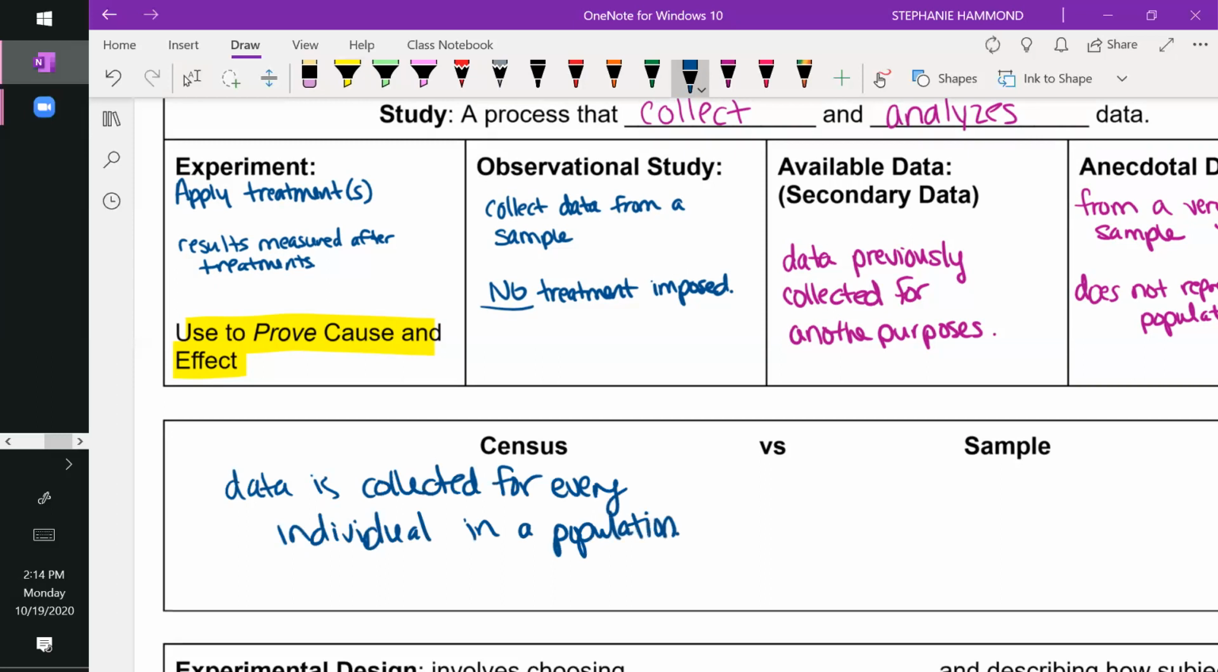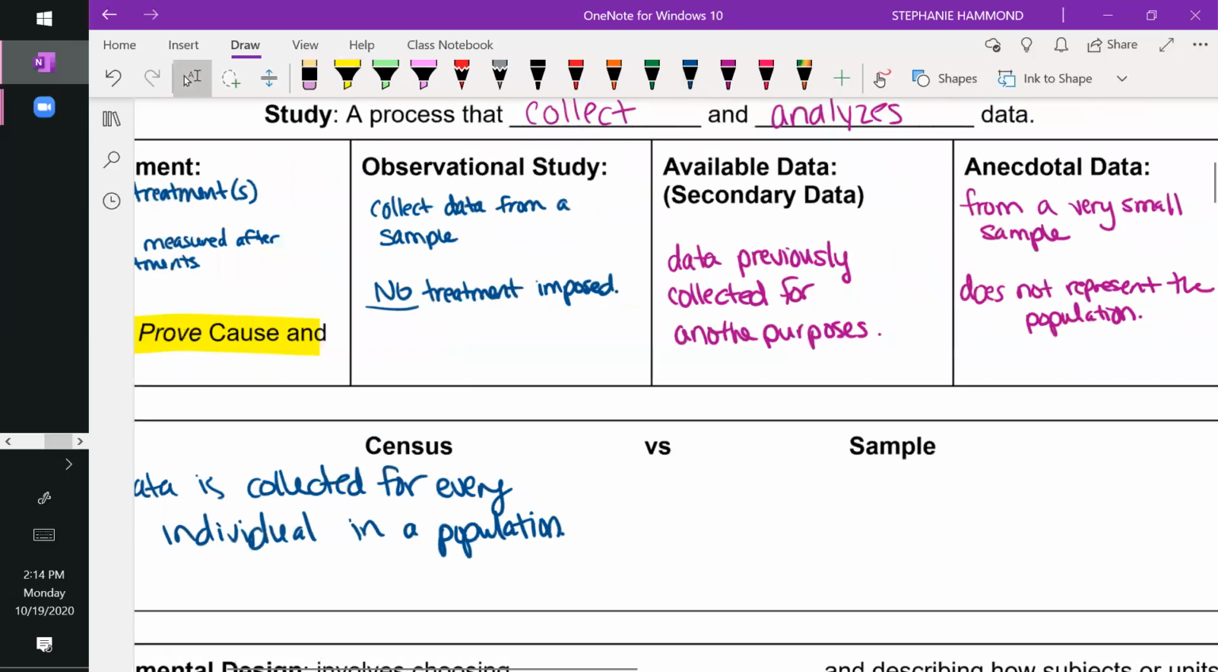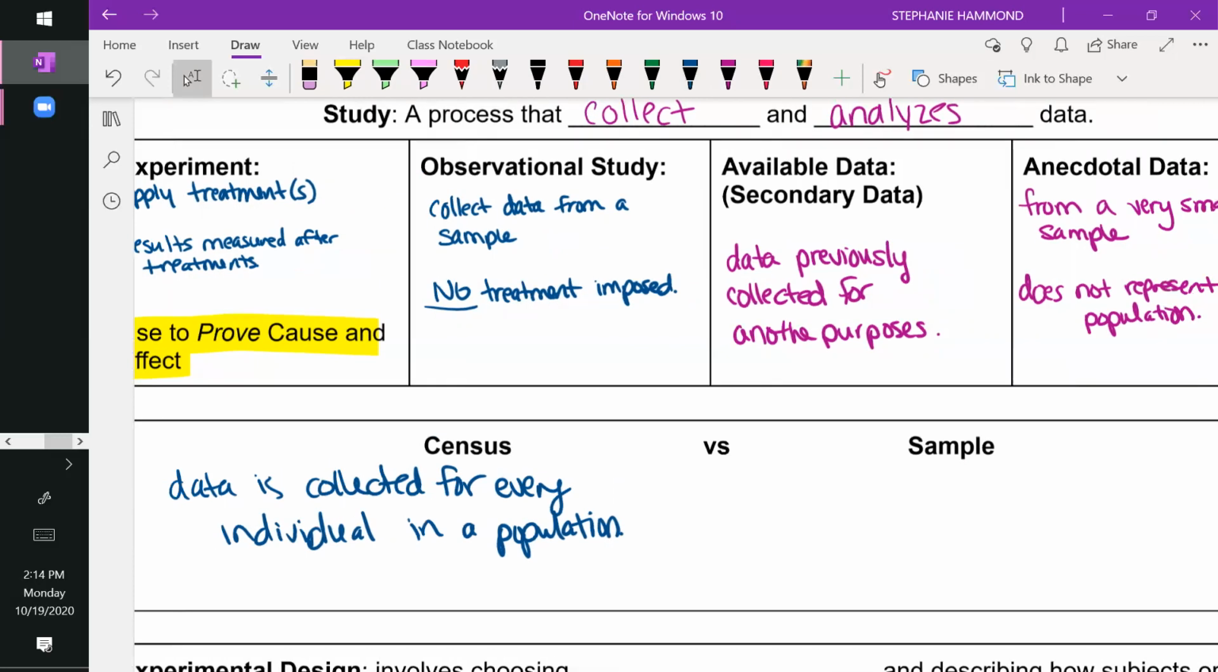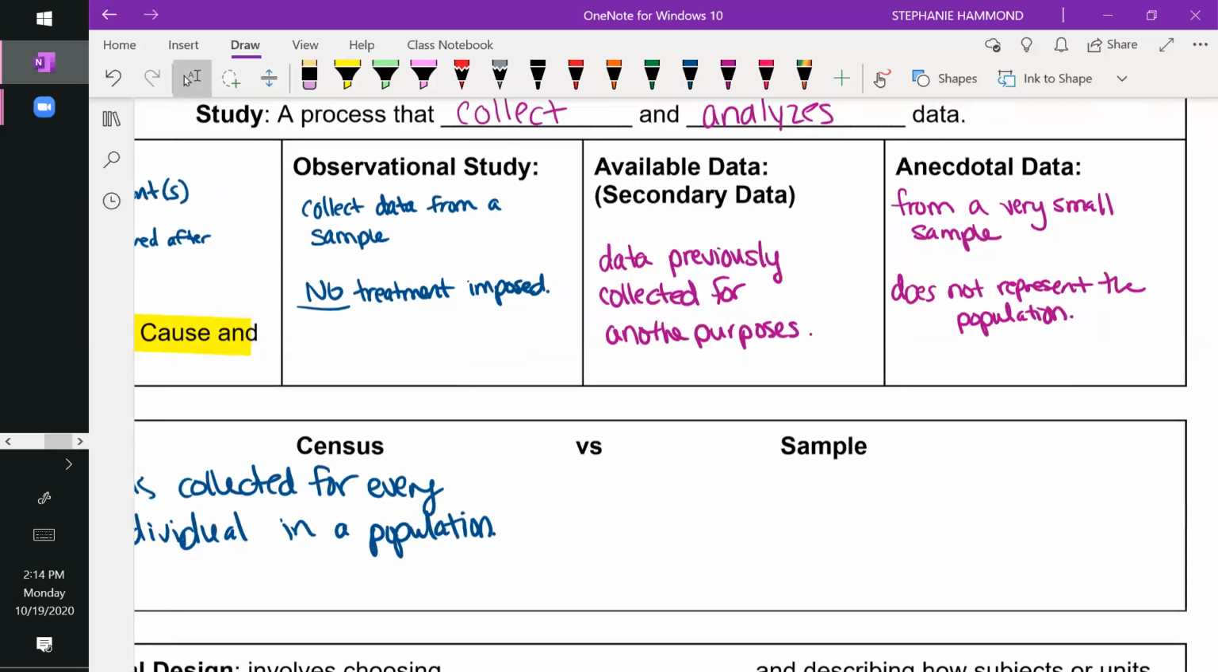So as you know, right now, 2020, they're doing a census. The US government does a census every 10 years, and the purpose of that census is to collect data for every individual in the population. Sometimes, though, of course, it can be very expensive, very tedious, very time consuming to try to get data for every single individual in a population. So in most cases, that's when we would get a sample instead.